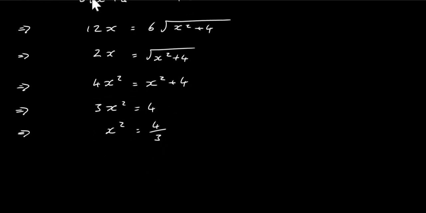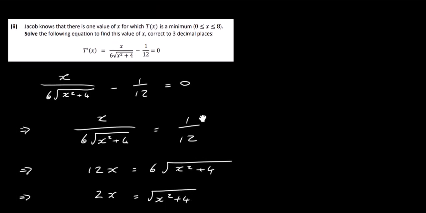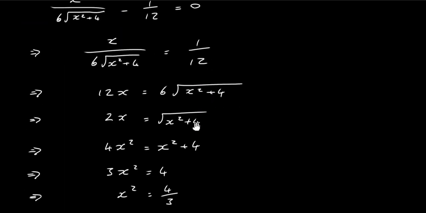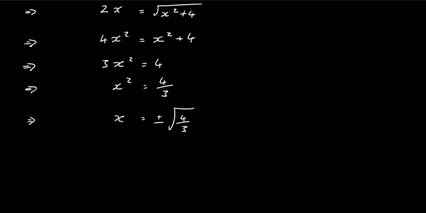So last step then really is just to square root both sides. So that gives me x is equal to plus or minus the square root of 4 over 3. Now it says up here, I think somewhere, that x has to be between 0 and 8. So x has to be positive. Distances are positive. So I need to take x as being plus square root of 4 over 3. We've got to do that on our calculators, so that gives you 1.1547 and so on.